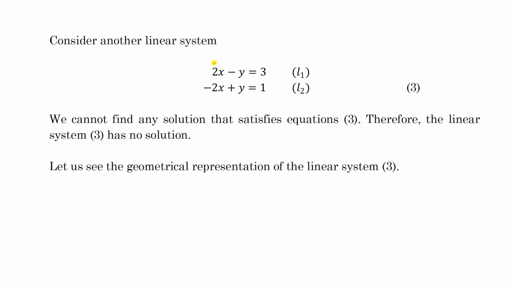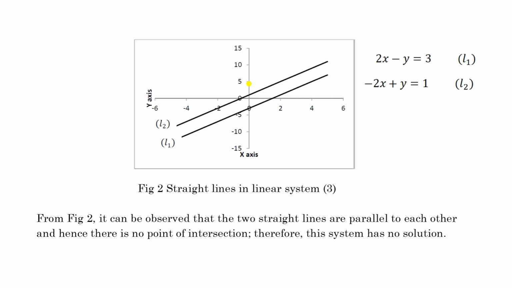Now consider another system, 2x minus y equal to 3, and minus 2x plus y equal to 3. If you try to solve this, if you add these, here it is 0, here it is 0, and this equals 6. So which is not possible. 0 is not equal to 6. It means we cannot find any solution that satisfies this linear system. Now how can we understand this using the geometrical representation? Look at this.